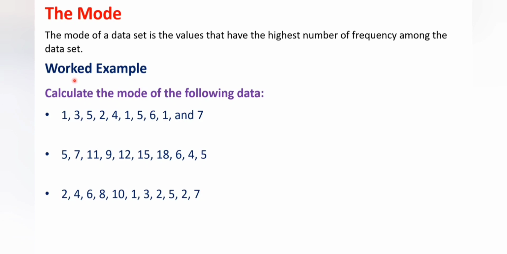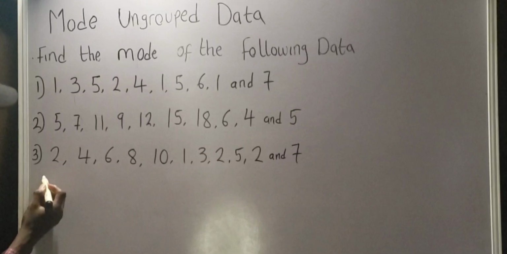Let's talk about the mode. The mode of a data set is the value that has the highest frequency among the data set. This implies that the value among our data set that occurs most is the mode of such data set. Now let's have some worked examples on the mode. Calculate the mode of the following data. Solution.